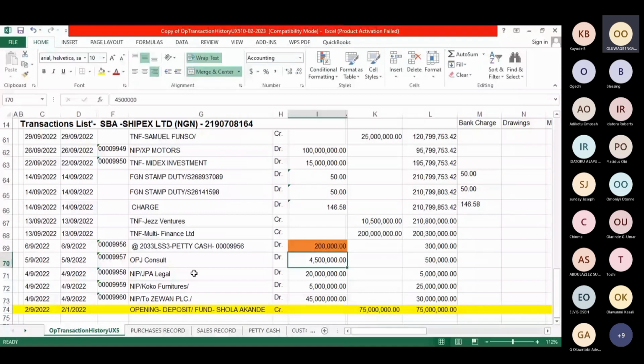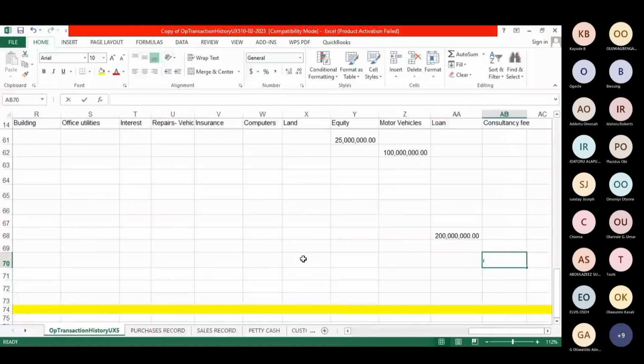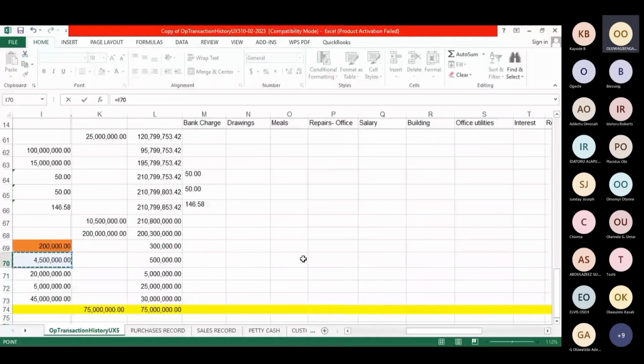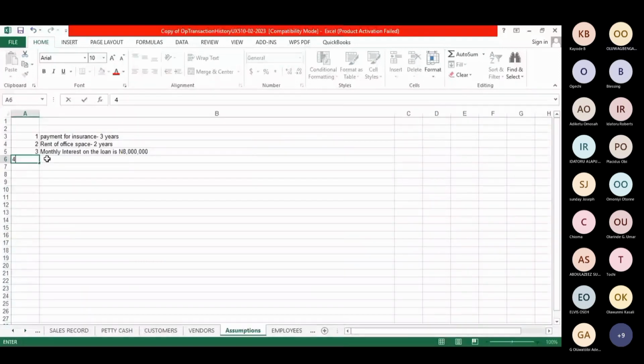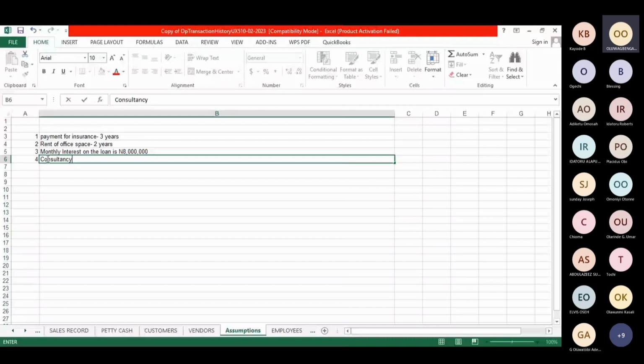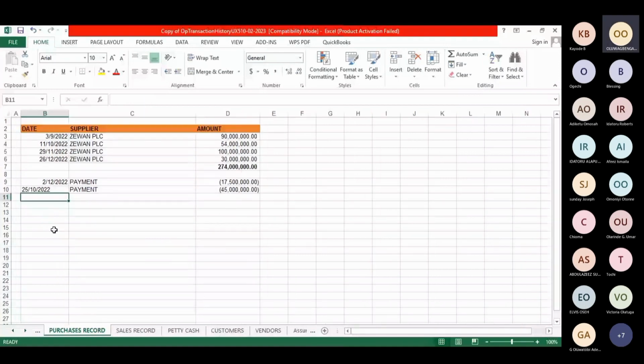So if I come here and say consultancy fee 4.5 million, I'll go to my sheet where I said assumption. I will say consultancy fee is for 2 years.